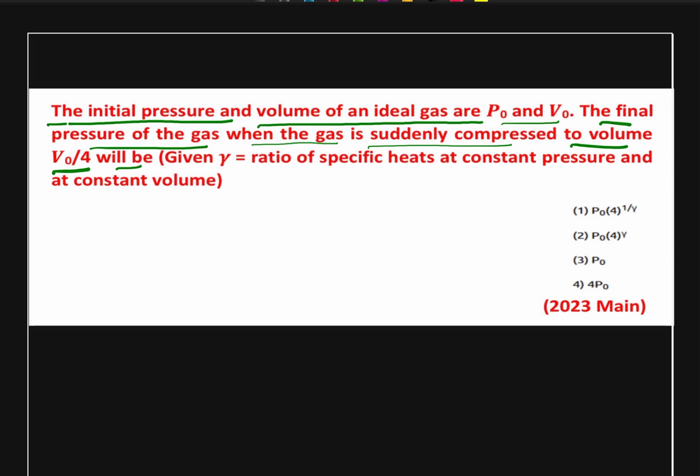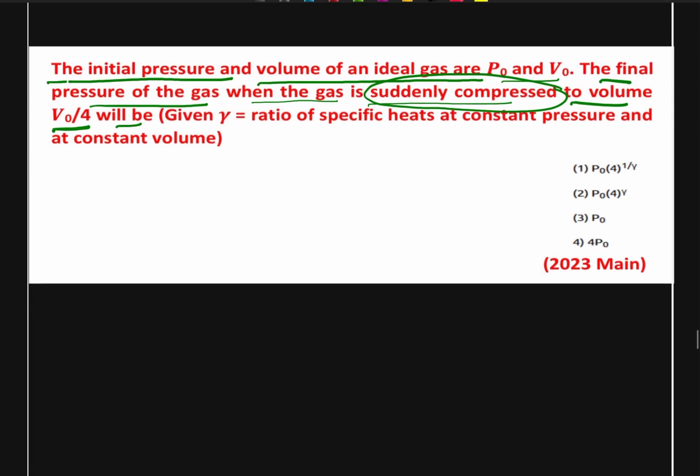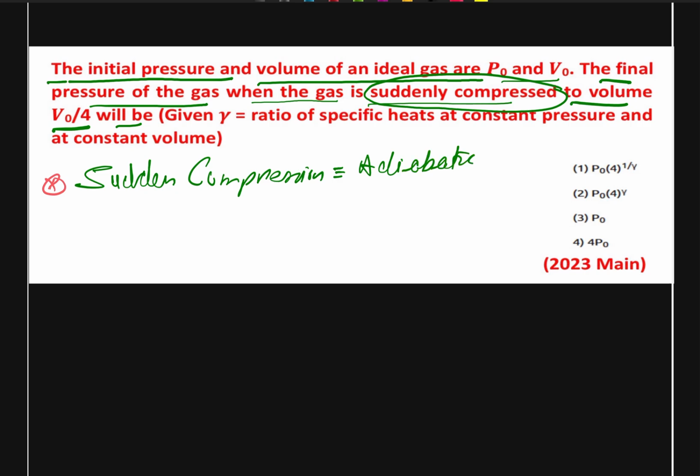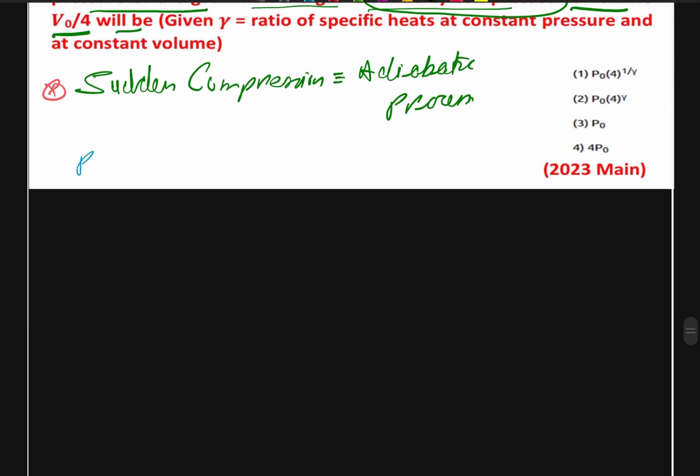In this case it is given that the gas is compressed suddenly, so the process will be an adiabatic process. We are going to use PV raised to power gamma is equal to constant. Sudden compression basically means that we have an adiabatic process, and for an adiabatic process we know that PV raised to power gamma is equal to constant.